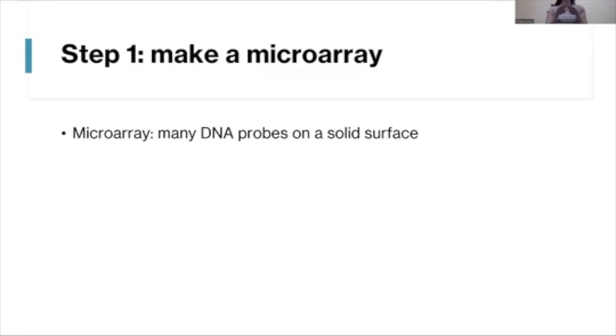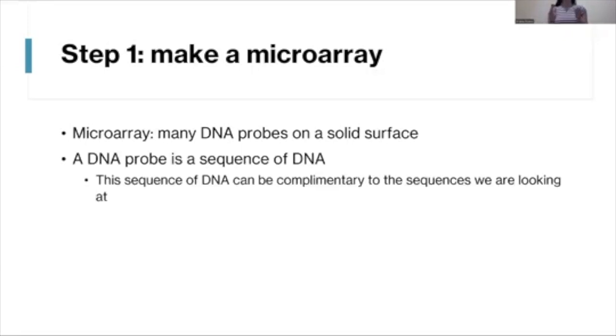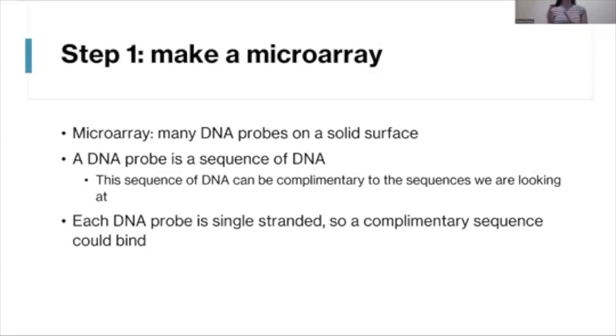Step 1, make a microarray. So remember, a microarray is some solid surface that has a bunch of DNA probes on it. And your DNA probe is a sequence of DNA that's single-stranded. So if you have a bunch of these single-stranded DNA probes, something else that you put in there that would also be single-stranded could bind. And whenever it's bound, you could tell, okay, this sequence is complementary to this sequence, so we know that this is in our genome if it's bound there.